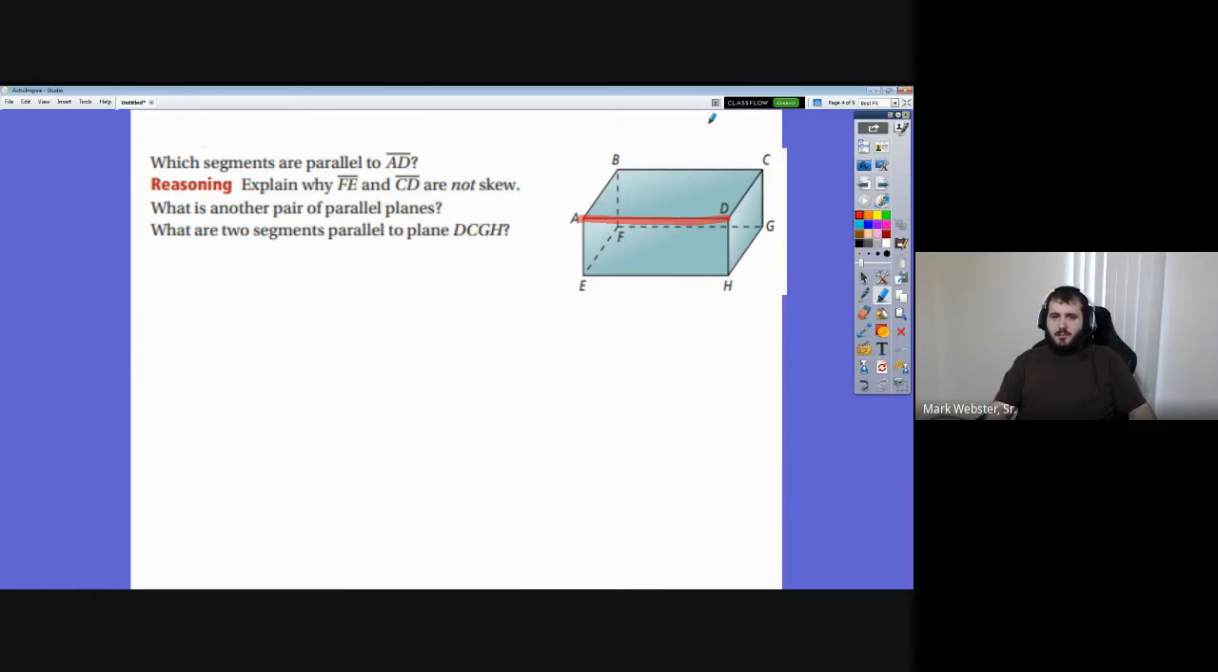So AD. Which segments are parallel? Well, which ones are going the same way? BC is, EH is, and FG is, right? They're all going the same way. Explain why FE and CD are not skew.